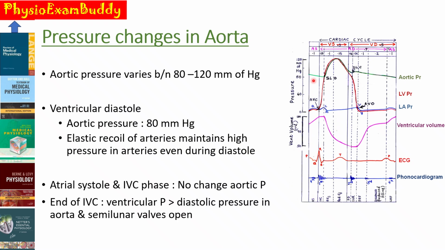And there is no change in the aortic pressure during the atrial systole as well as the isovolumetric contraction phase. So during the atrial systole as well as during the isovolumetric contraction phase, there is no change in the aortic pressure. That is, it is maintained only up to the 80 millimeters of mercury.